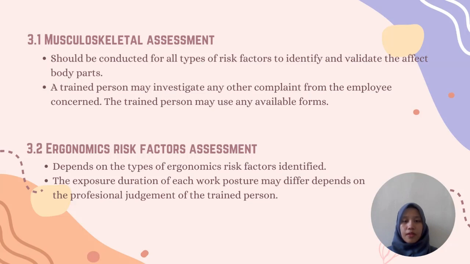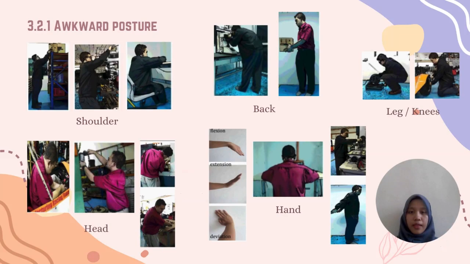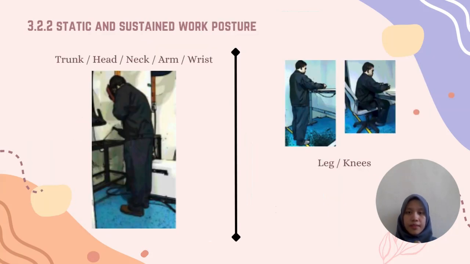Next is the ergonomic risk factors assessment. It depends on the types of ergonomic risk factors identified. The exposure duration of each work posture may differ depending on the professional judgment of the trained person. Next is awkward posture. These are the examples of body parts that are involved in awkward posture. Firstly, shoulder, second, head, back, hand, and lastly, leg or knees. Meanwhile, the static and sustained work posture involves trunk, head, neck, arm, and wrist. For the other part it involves leg and knees.